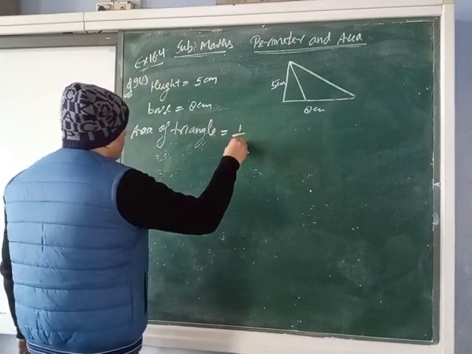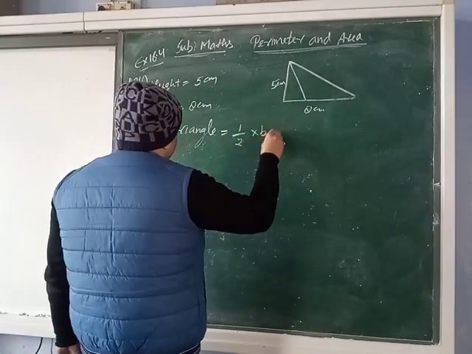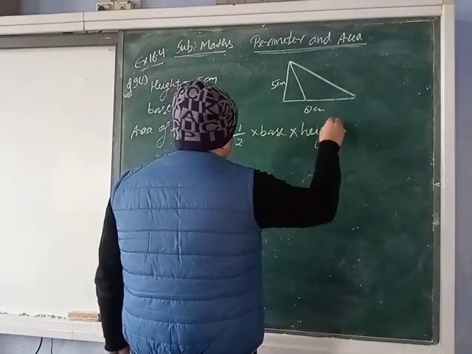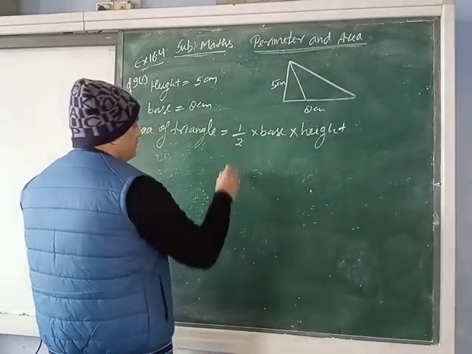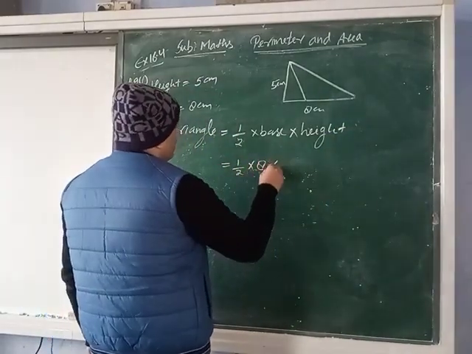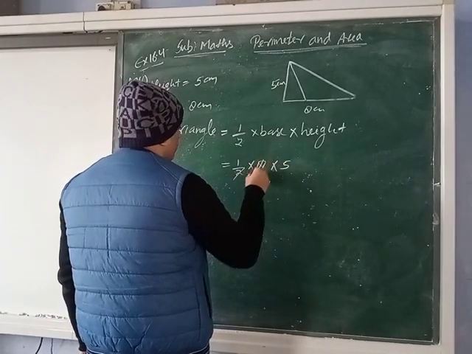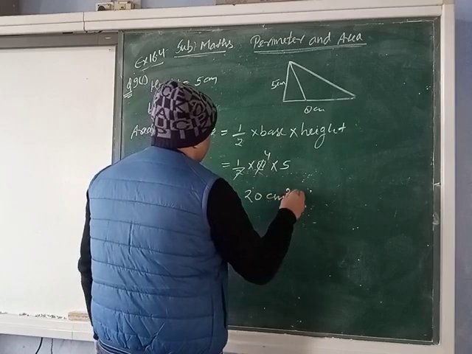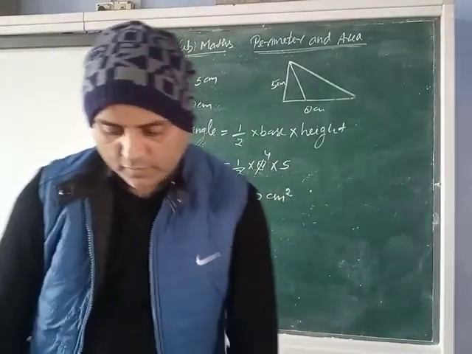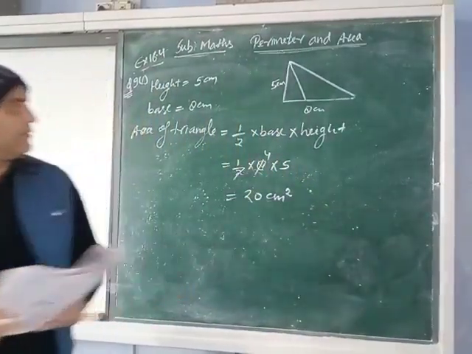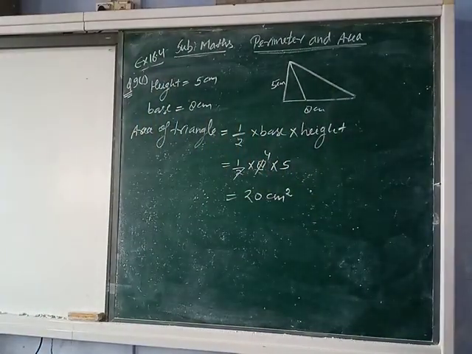The area of triangle is 1 by 2 base into height. Base is 8 and height is 5. 2 4s are 8. 5 4s are 20 centimeter square. What is the area? That is 20 centimeter square. Write down.